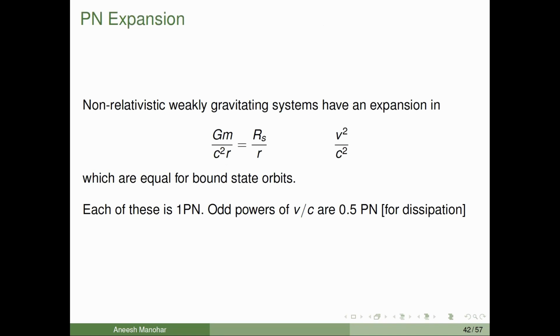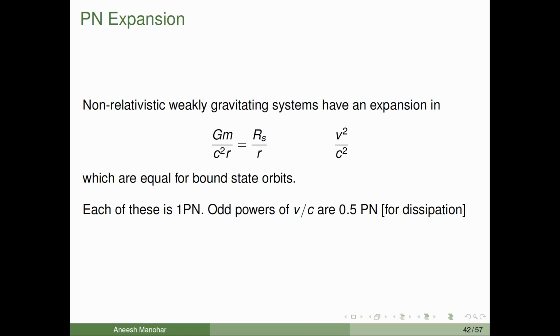What I wanted to do in the last bit of the talk is discuss some recent work on gravity. To explain what's been done, I want to first discuss what's called the PN expansion. So if you have a gravitational system, or just circular orbits, the velocity and GM over c squared.